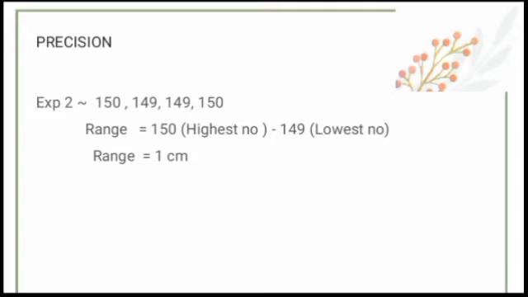To get the range, you simply take the highest number, which is 150, minus the lowest number, which in this case is 149, and we have a range of 1 centimeter. So you see that these numbers are 1 centimeter apart, which means they are very close to each other and have a higher possibility of repeating these values when the measurement is done again.